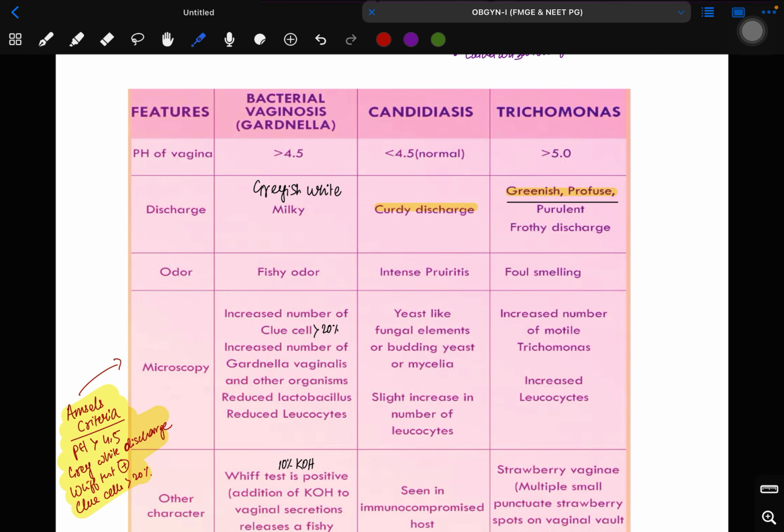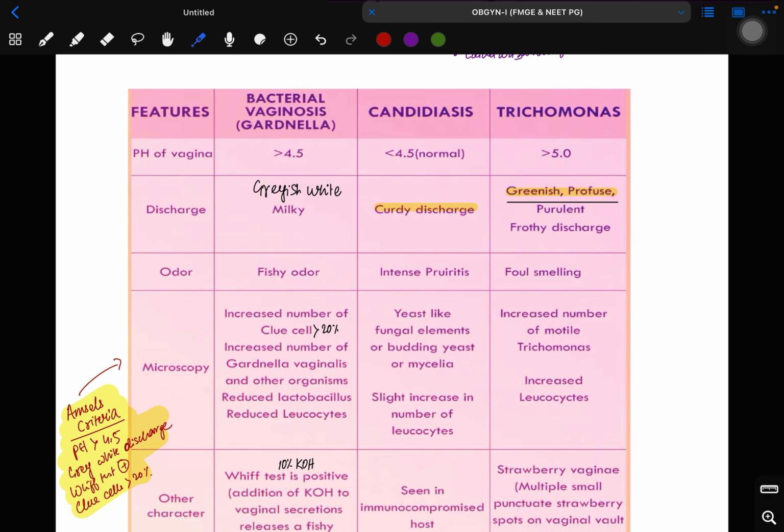What is the discharge in bacterial vaginosis? It will be grayish white milky discharge, foul smelling discharge, which will give fishy odor. Candidiasis, there will be curdy discharge, okay, candidiasis, D, curd. The name only you can match. The order will be intense pruritus. And trichomonas, there will be greenish, profuse, purulent, frothy discharge, foul smelling discharge.